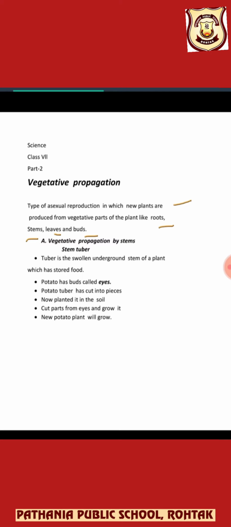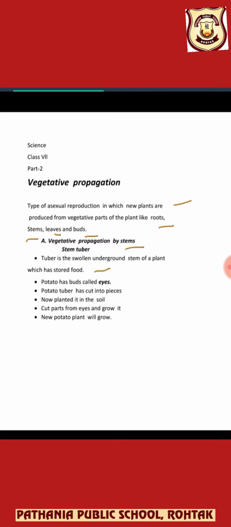So vegetative propagation by stem we are doing first. One by one we will do all. Vegetative propagation by stems will take stem tubers. Now what are stem tubers? A tuber is the swollen underground stem of a plant which has stored food. Means food is stored in it.